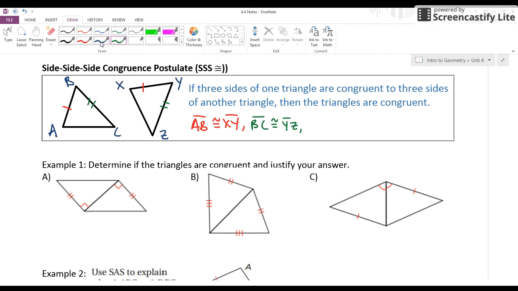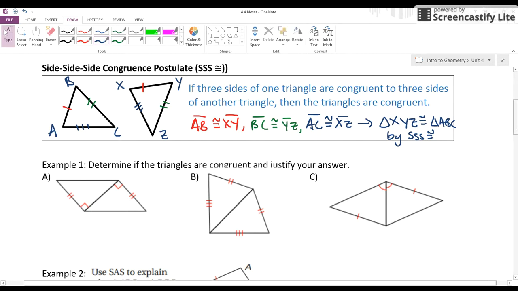And then the third thing we need to know once again is that final side for SSS. Okay, so AC is congruent to XZ. If we have these 3 things, then we can say triangle XYZ is congruent to triangle ABC by SSS congruence. Okay, so those are the 2 we're going to focus on today. Really look at what you have to be given. So again, it's 3 things, but you want to look very carefully. Are we given the included angle? Are we given all 3 sides? Before you can say yes or no.